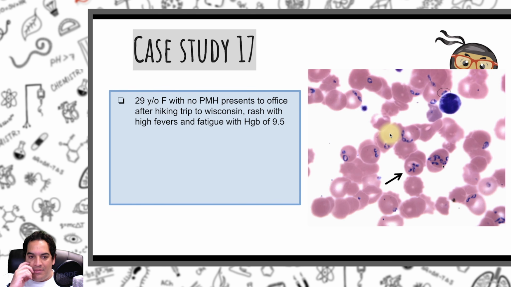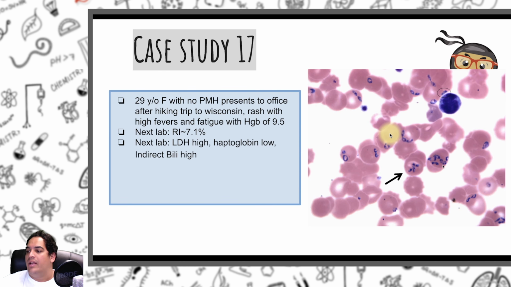29-year-old female, no past medical history, presents to the office after a hiking trip to Wisconsin. Came back with a rash, high fevers, and fatigue. Hemoglobin's 9.5. She's anemic. Check the retic. It's elevated. If it's elevated, I know that it's increased destruction or loss. How do I know which one? Hemolytic labs. They're elevated. Is it autoimmune? That's Coombs negative. Therefore, I have to look at my peripheral blood smear and history.